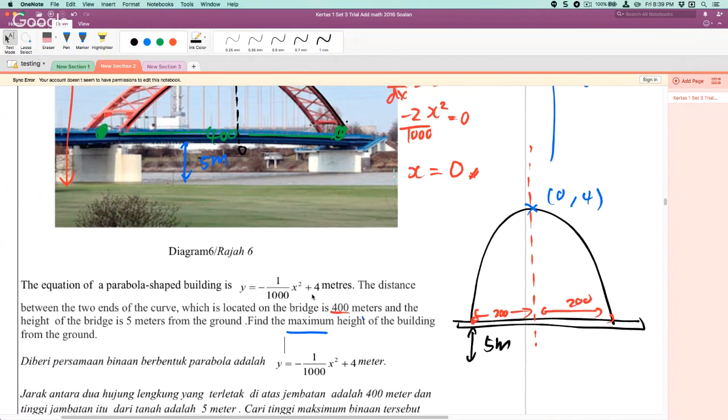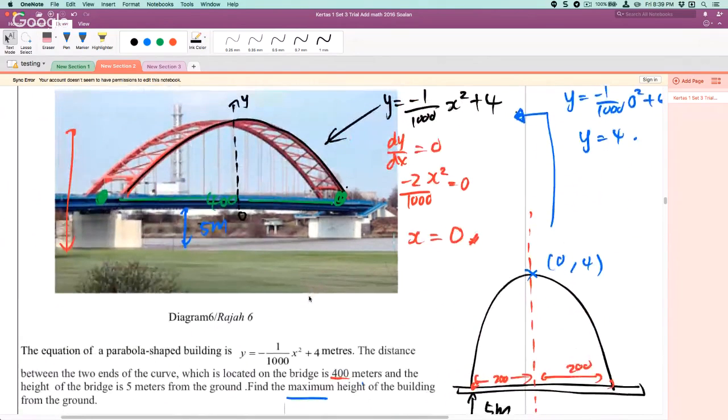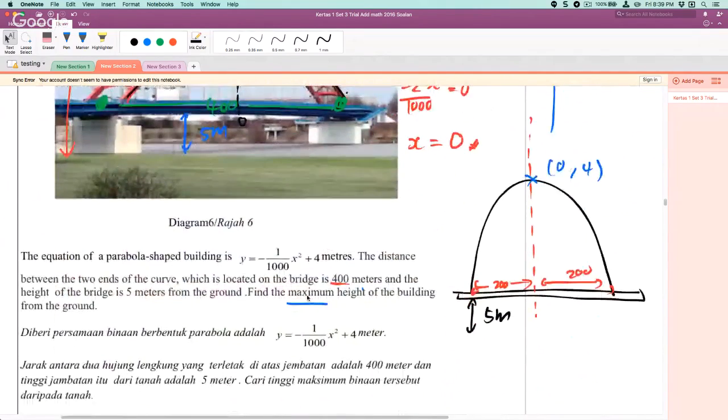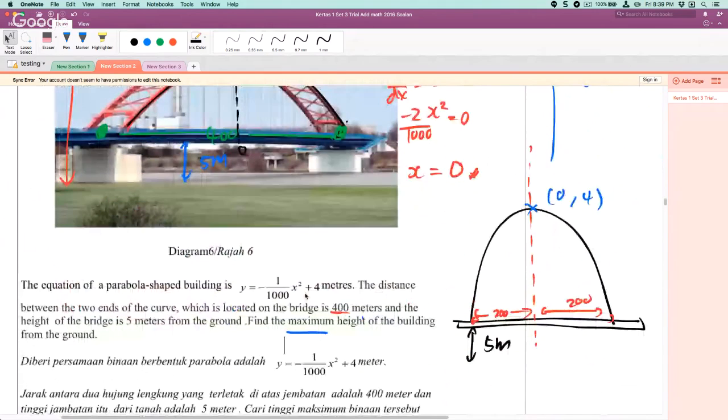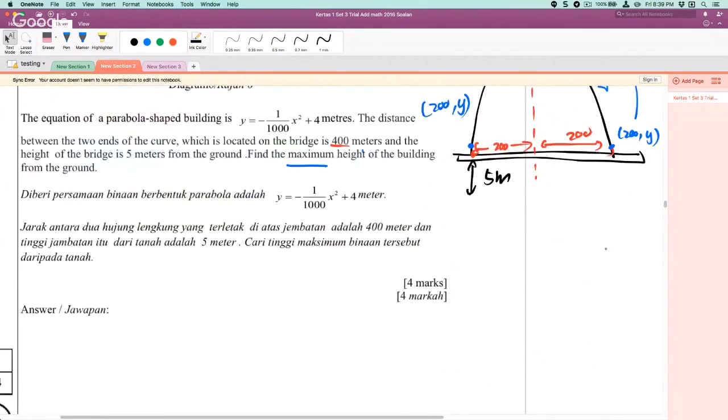Okay, so in this case, since I have some coordinates here, and I know it's 200 each side, so from here to the center point, this should be 200, and this y is something which I call y. And the same thing, this one should be 200 with y. So I will try to substitute one of the coordinates into my equation. Let you see what will happen if I substitute it.